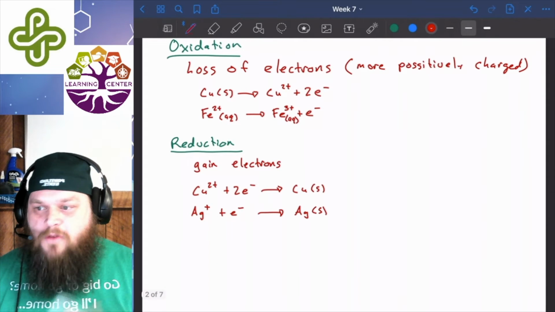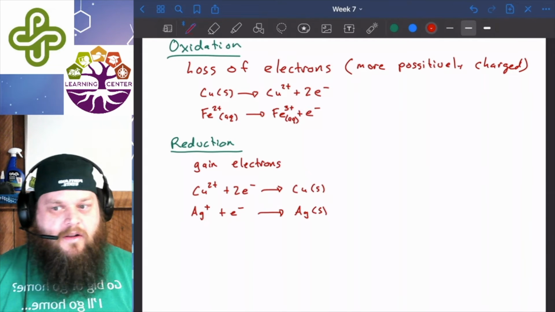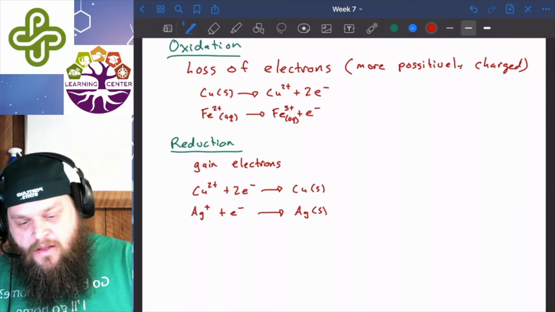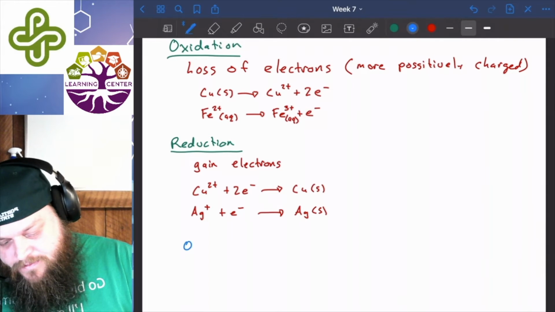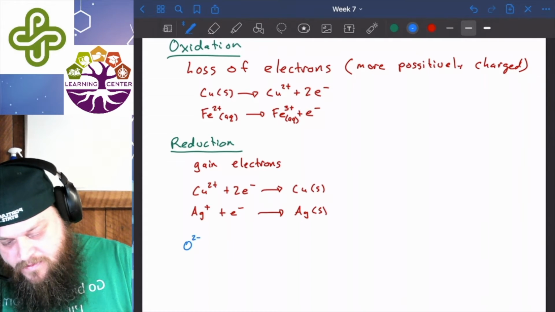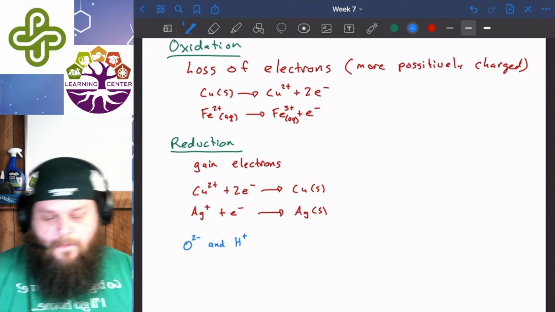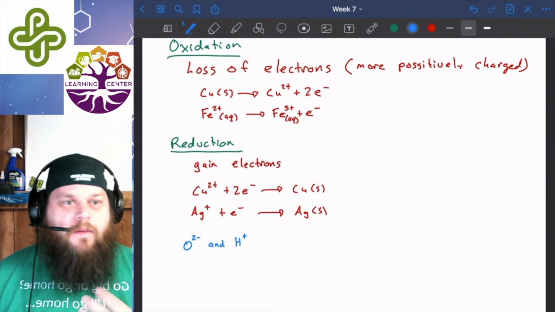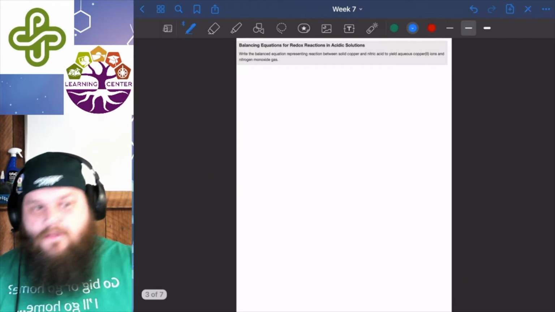Since pretty much all redox reactions are going to occur in water, we can assume any time we're dealing with these that oxygen, O, has a charge of 2 minus, and hydrogens have a charge of +1. This is useful when we talk about balancing our redox reactions, which is what I'm going to go into next.